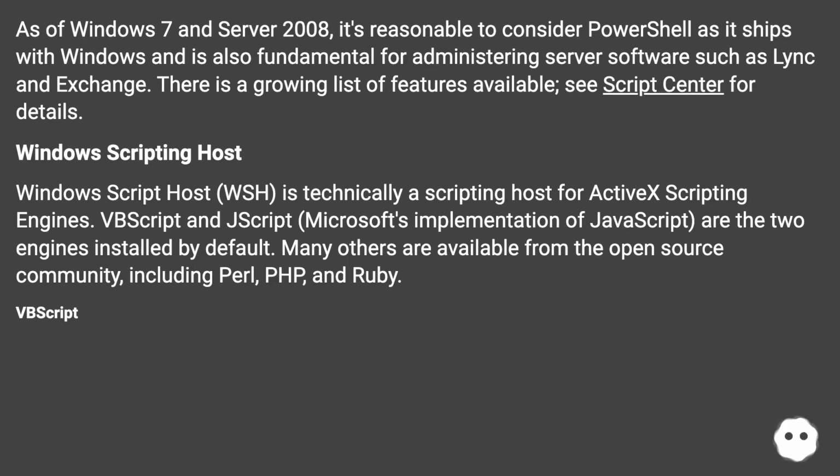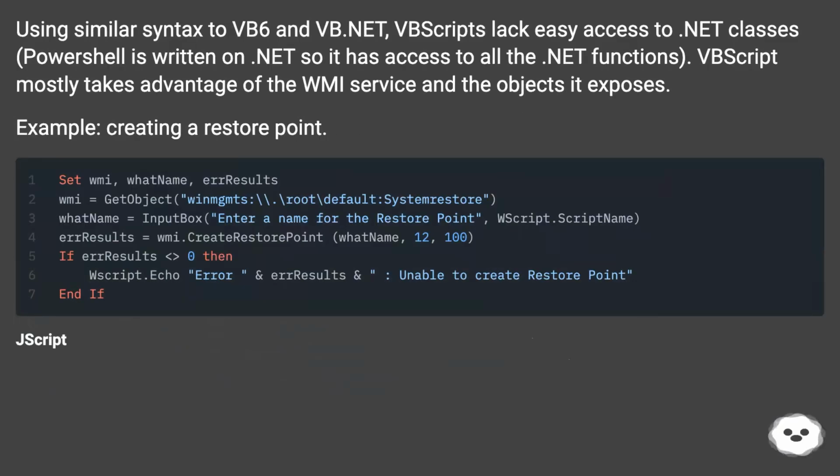VBScript. Using similar syntax to VB6 and VB.NET, VBScripts lack easy access to .NET classes. PowerShell is written on .NET, so it has access to all the .NET functions. VBScript mostly takes advantage of the WMI service and the objects it exposes. Example, creating a restore point.